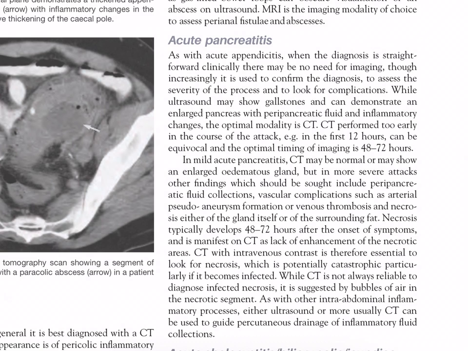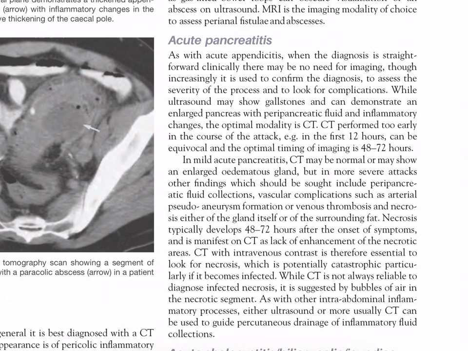In mild acute pancreatitis, CT may be normal or may show an enlarged edematous gland, but in more severe attacks, other findings should be sought, including peripancreatic fluid collections, vascular complications such as arterial pseudoaneurysm formation or venous thrombosis, and necrosis either of the gland itself or of the surrounding fat.